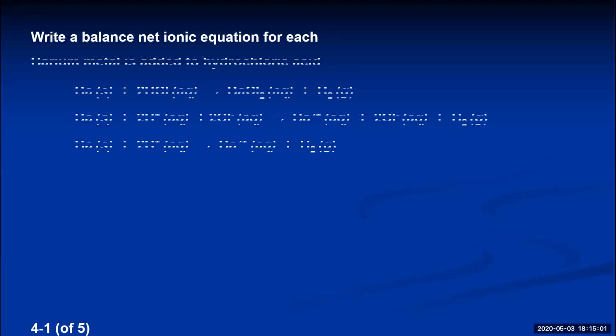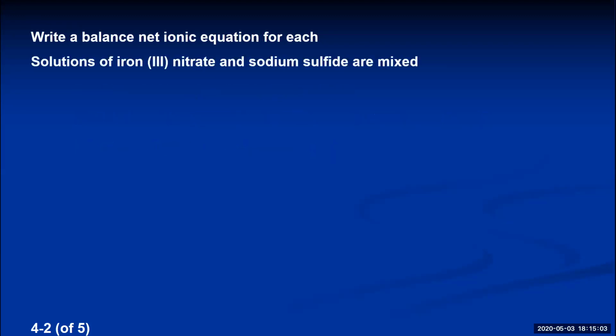Next reaction I'd like you to do is to try to write the balanced net ionic equation for solutions of iron 3 nitrate and sodium sulfide being mixed. This is a reaction between two compounds, and the way you predict the products is you switch their partners. This is an example of a non-oxidation reduction reaction.